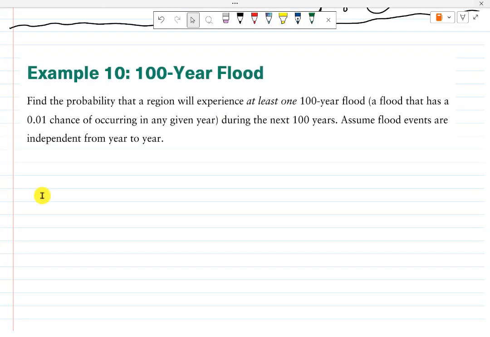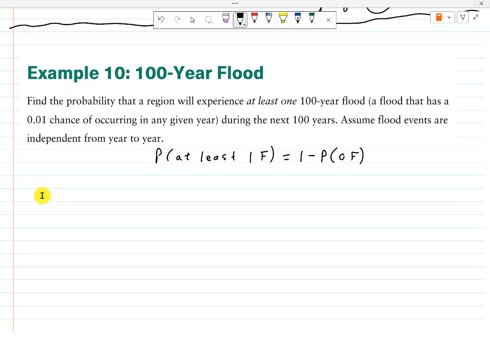All right, this is the 100-year flood problem again, but revisited. Suppose we do have this 100-year flood and we have a 0.01 chance of occurring in any given year. Flooding can occur at a chance of 0.01. What is the probability that we will have at least one flood in the next 100 years? So I will use my formula. The probability of at least one flood equals 1 minus the probability of 0 floods.